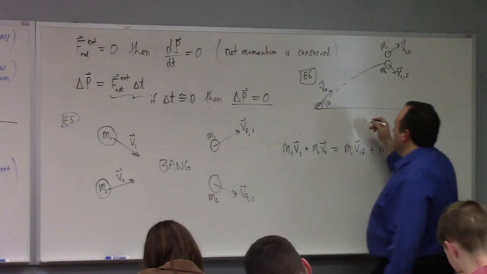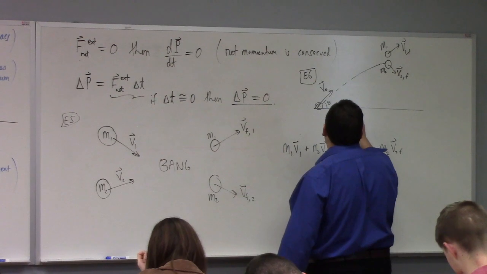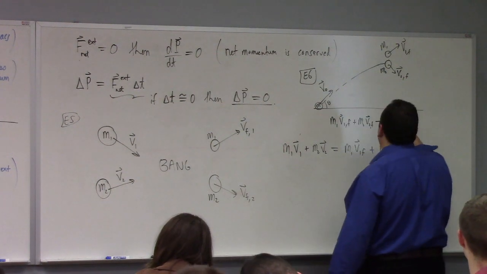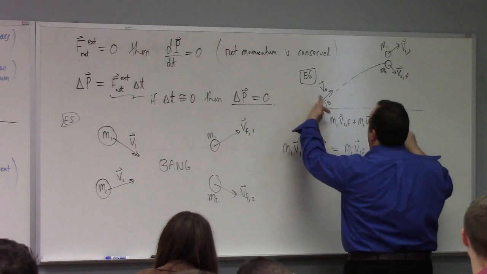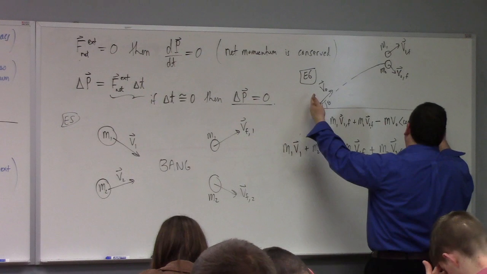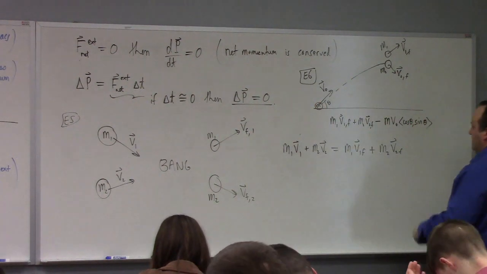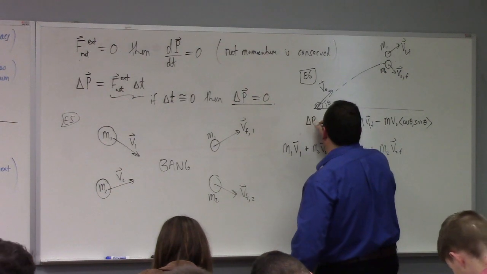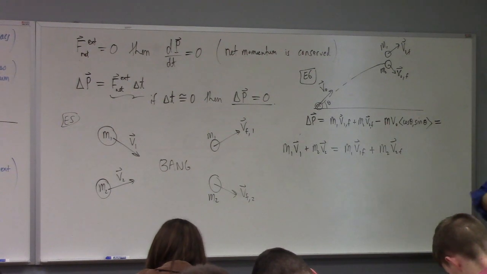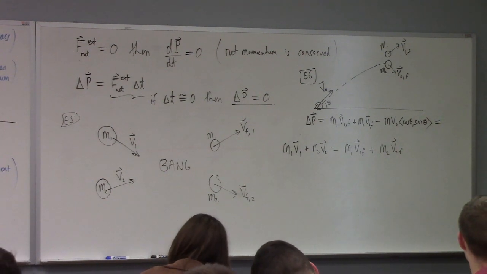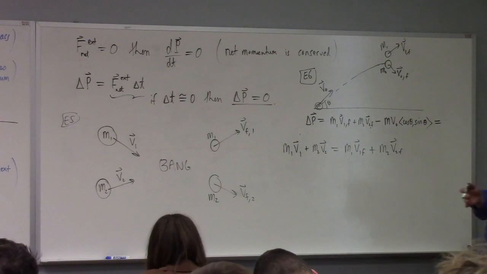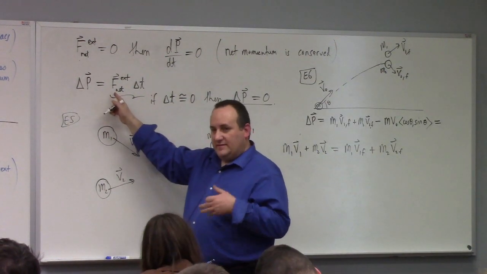In this case, I would have m1 v1f plus m2 v2f minus, let's see, how do I get the initial velocity? So m v naught cos theta, sine theta, that gives me the direction vector that I want. So that's the change in momentum. And in this case, what's the force? I can only just multiply by dt when the force is constant. This is only legitimate when the force is constant. Otherwise, I have to integrate.